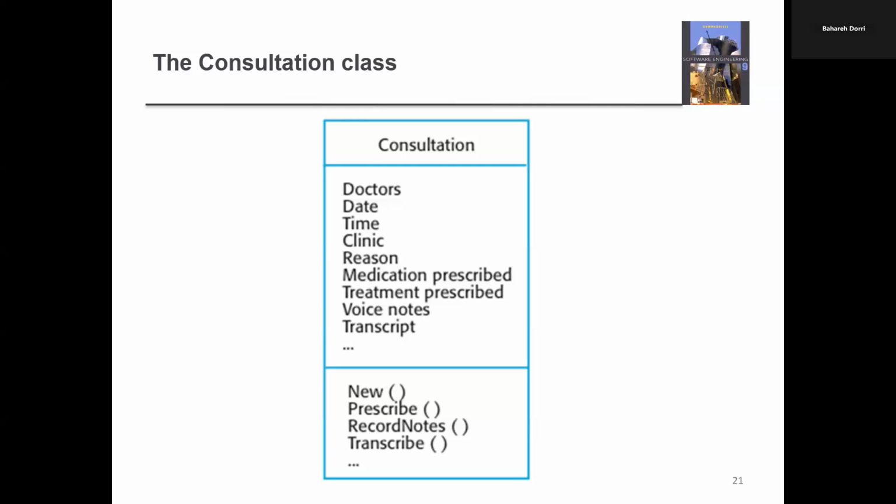These represent what the object can do. So here we have methods like new, probably to initialize a new consultation, prescribe for generating a prescription, record notes to attach notes to the session, and transcribe, maybe to convert voice notes into written text, for example. These define what the object can do, its functionality within the system.